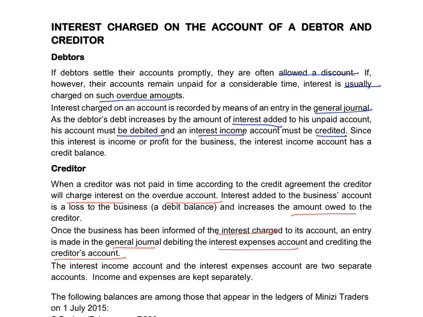Interest income and interest expense are two separate accounts. You don't put income and expenses in the same account. Income and expenses are kept separately.